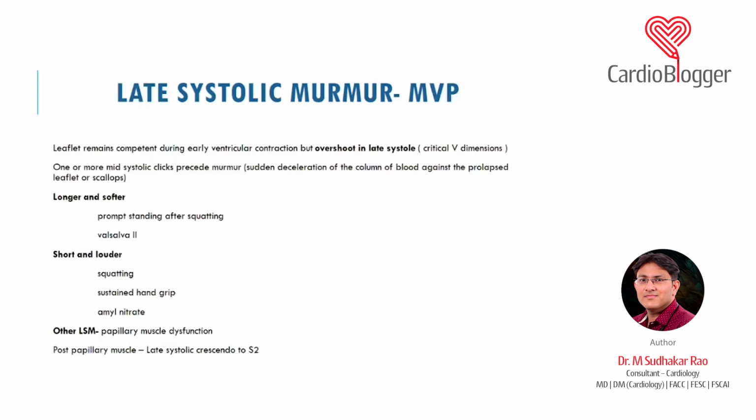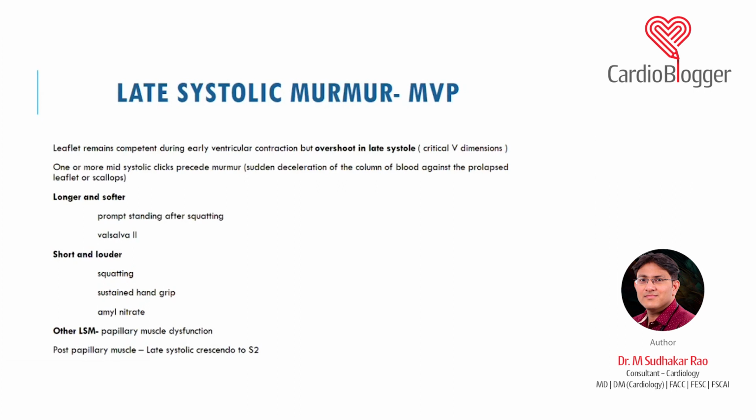Now, the late systolic murmur is the MVP murmur. So I already told you why the MVP murmur is late systolic, because the leaflet remains competent during early ventricular contraction, but only during the late systole there is overshoot of the prolapsed leaflet, and that is why you get a late systolic murmur. One more, it may have multiple mid-systolic clicks also.